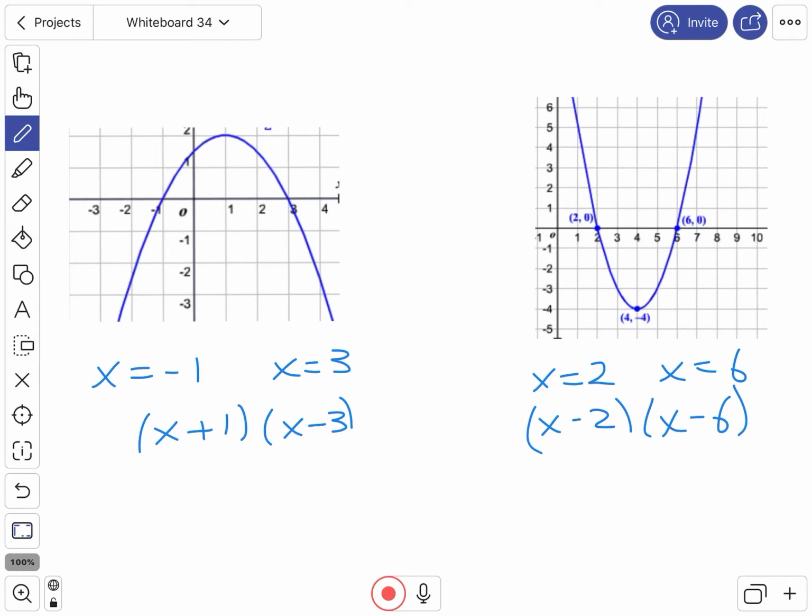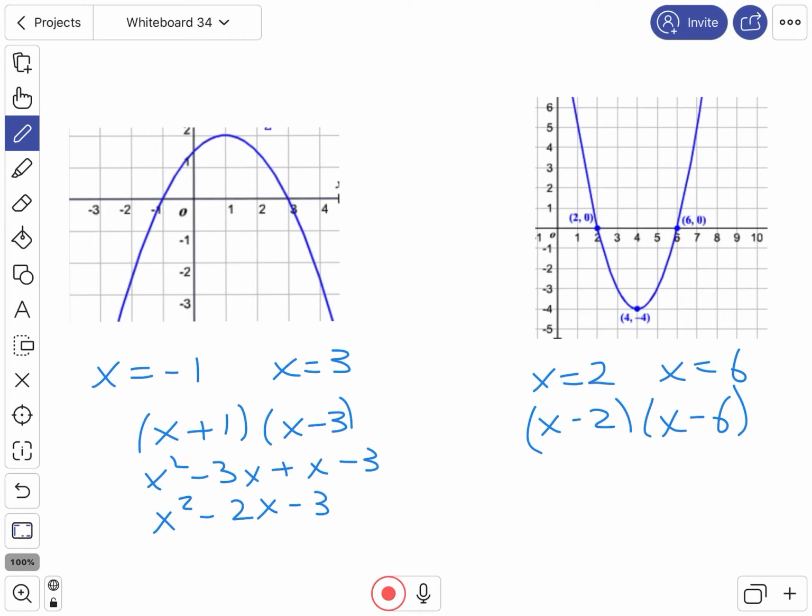So going back to the left-hand side, we're going to multiply this out, and I have x by the second bracket is going to be x squared minus 3x, and then I'm going to multiply plus 1 by the second bracket. That's going to be plus x, and then 1 times minus 3 is minus 3. So I have x squared minus 2x minus 3.